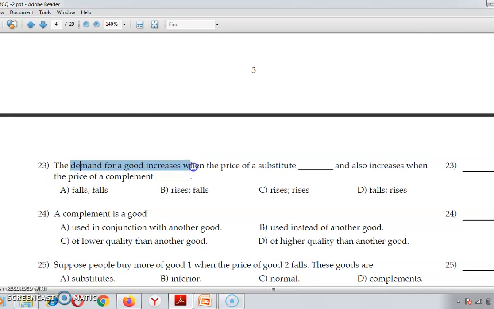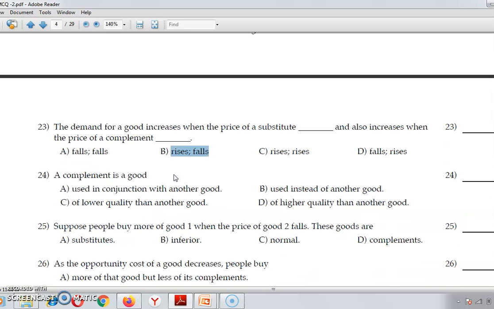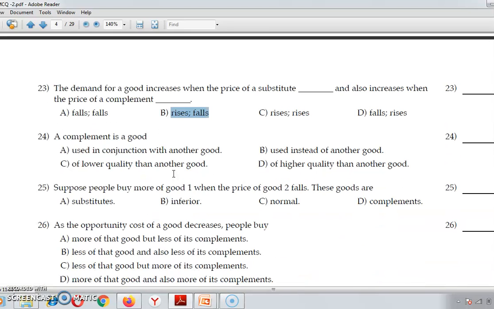हाम्रो 23 number. The demand for a good increases when the price of the substitute rises and also increases when the price of a complement falls, rises, falls, rises, falls or rises. यो तपाईले सही लगाउनुहुन्छ भने यो सही छ, B is the correct answer. Price of substitute rises and complement को चाहिँ के हुन्छ, falls भयो भने, fall गर्यो भने, खस्यो भने चाहिँ डिमान्ड बढ्छ. ओके 24 नम्बर.